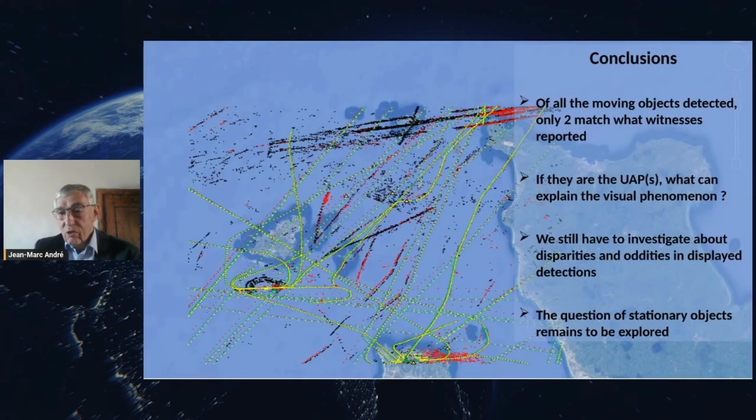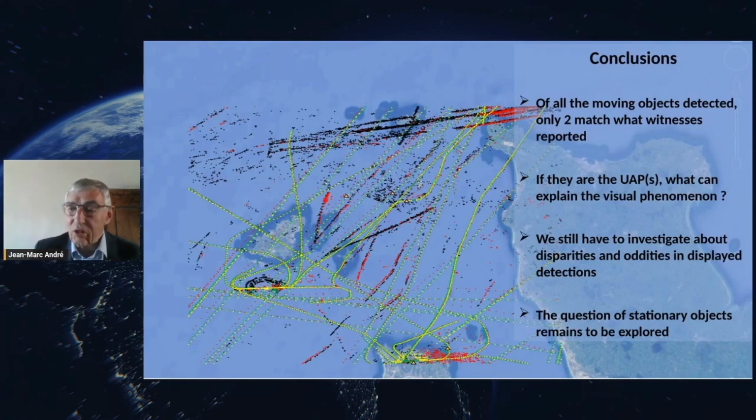The conclusions. The visualization of radar detections made it possible to identify two primary tracks of moving objects corresponding to the report of the witnesses. But we don't know for sure what these objects are and how they could have generated the visual phenomenon observed by the witnesses.